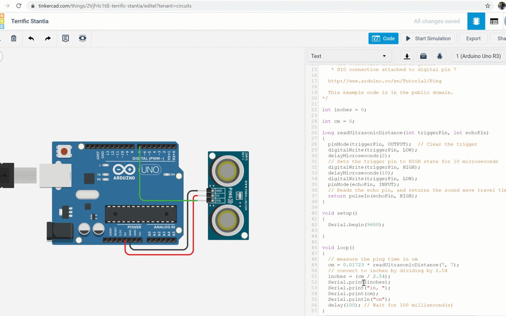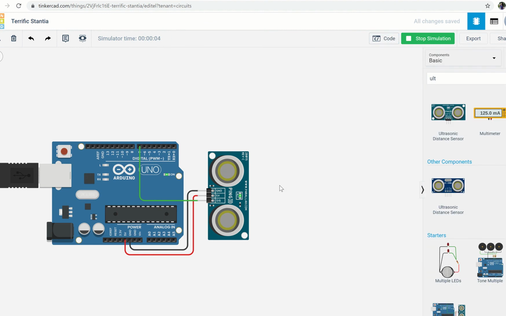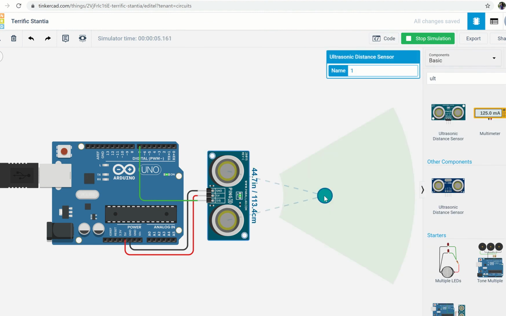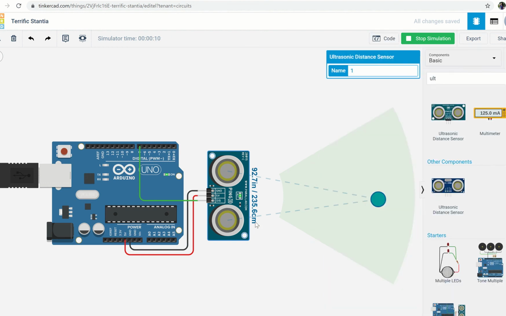Now that's what we have. Let's go ahead and try what we have here. So we start our simulation. You can start to see it's reading. This object is 44 inches, 113 centimeters away. We can continue to move it. You can see when it's further away, it measures the distance. So that's pretty cool. You see 92 inches, 235 centimeters. It's also showing right here.